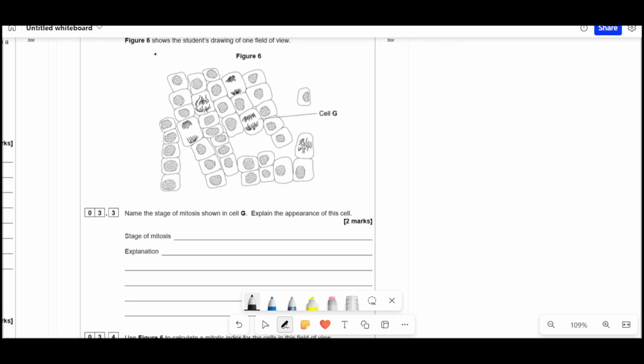So it now says Figure 6 shows the students' drawings of one field of view. Name the stage of mitosis shown in cell G and explain the appearance of the cell. So in cell G, you can see that we've got some very distinct-looking V-shaped chromatids.